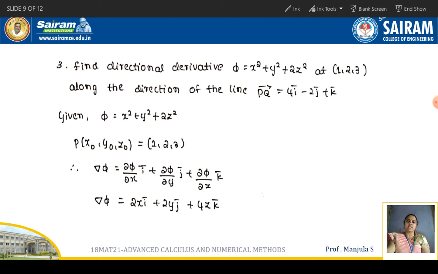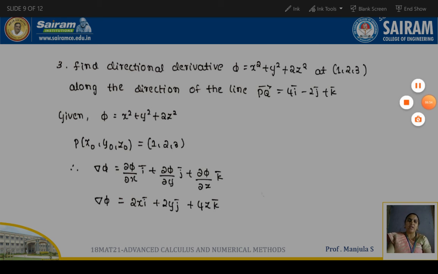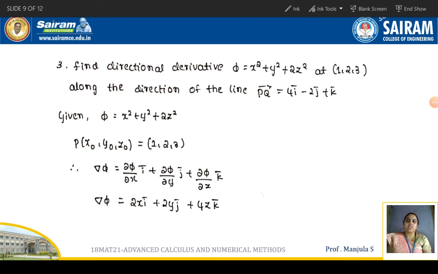Now we'll see the next problem. Find the directional derivative of phi at the point 1, 2, 3 along the direction. Here also the direction is given as a vector, that is 4i minus 2j plus k cap. First we write the given phi function, that is x square plus y square plus 2z square. Along with that, they gave the point, which is 1, 2, 3.